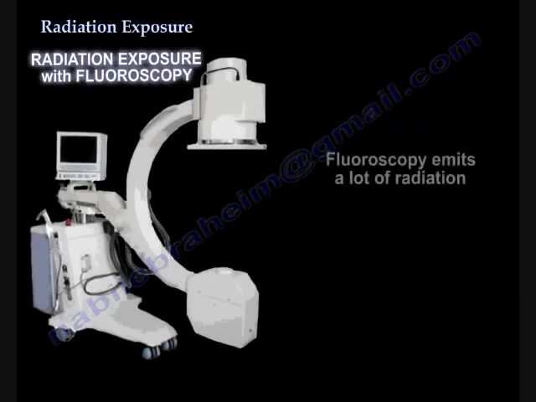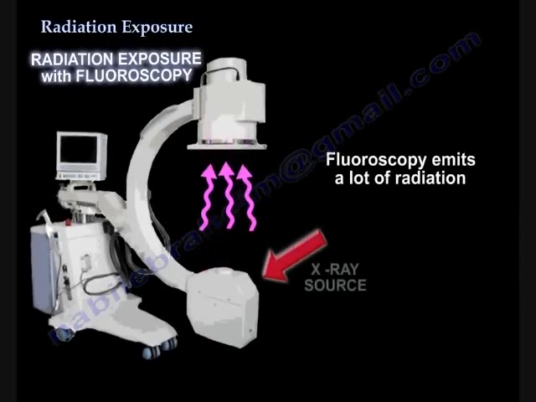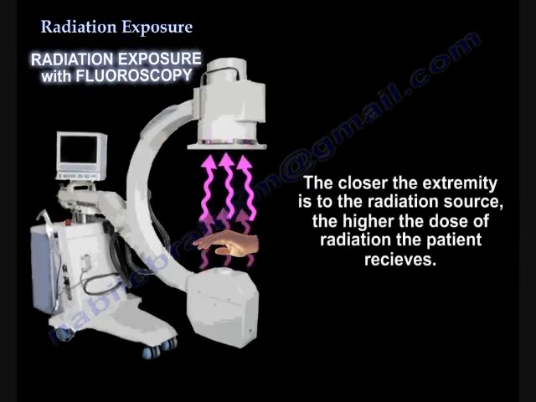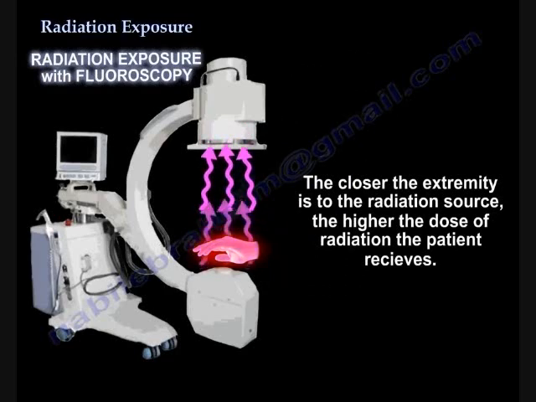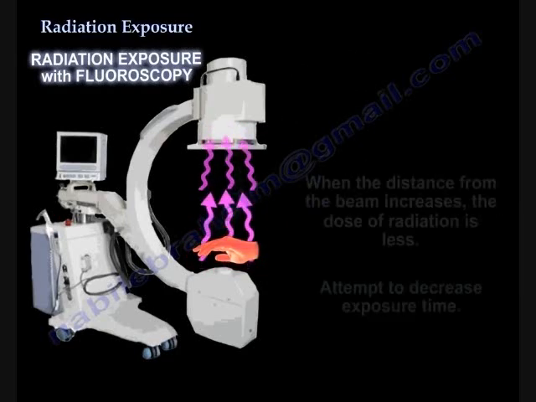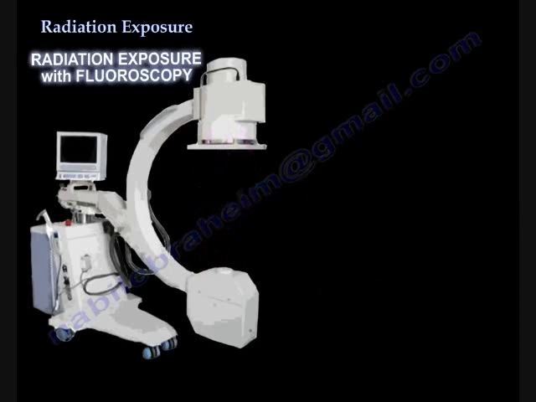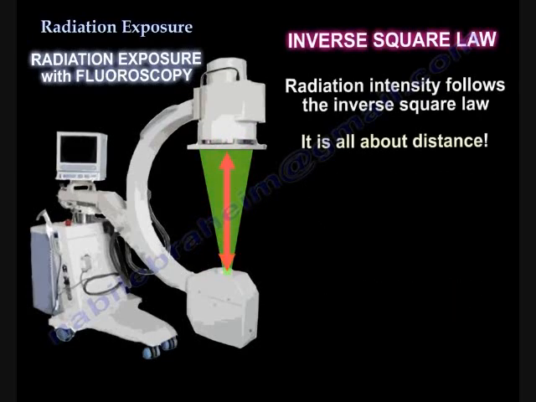Radiation exposure with fluoroscopy. Fluoroscopy emits a lot of radiation. The closer the extremity is to the radiation source, the higher the dose of radiation the patient receives. When the distance from the beam increases, the dose of radiation is less. Radiation intensity follows the inverse square law. It is all about distance.